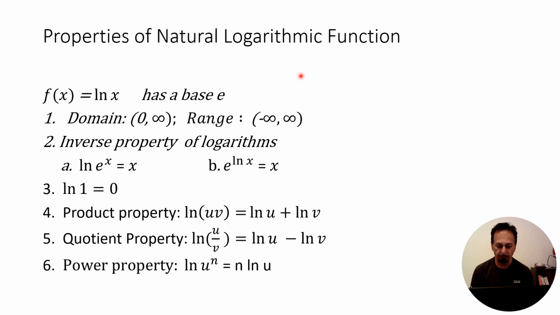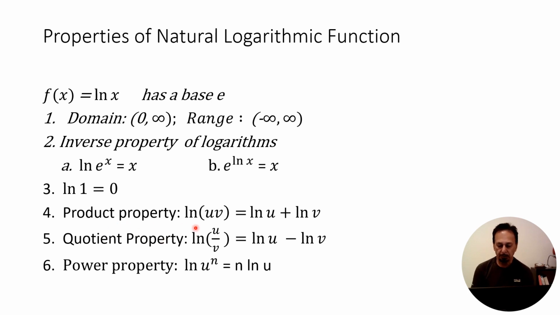Properties of the natural logarithmic function. f of x equals natural log of x has a base of e. The domain is from 0 to infinity and the range is from minus infinity to infinity. Inverse property: natural log of e to the x is x, and e to the natural log of x equals x. Natural log of 1 is 0.